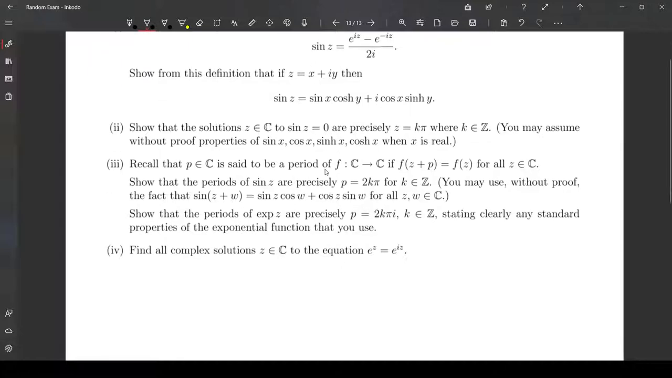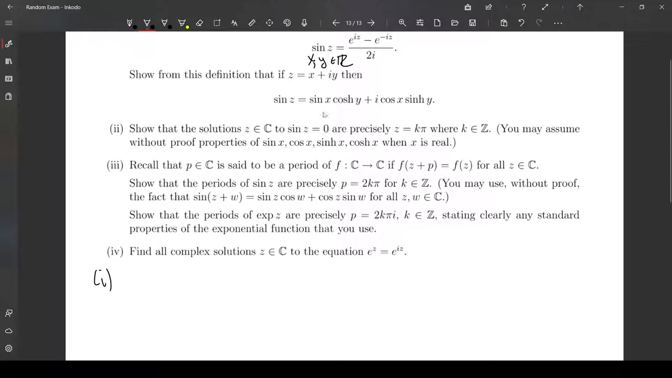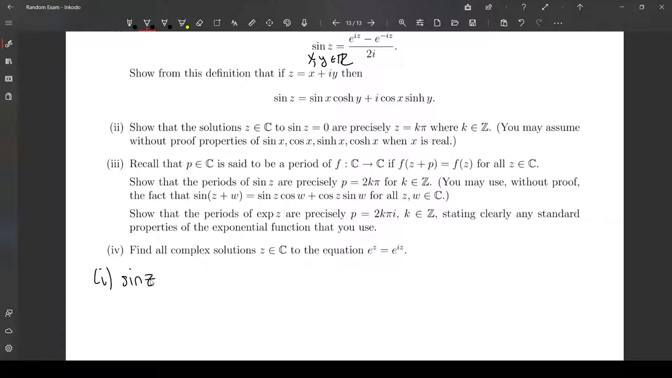All right, so. Okay, so we want to show that using sine of z equals e to the iz minus e to the minus iz all over 2i. If z equals x plus iy, then sine of z equals this, right? I'm assuming that x and y are real values. So we have sine z equal to e to the i(x plus iy) minus e to the minus i(x plus iy), all over 2i.